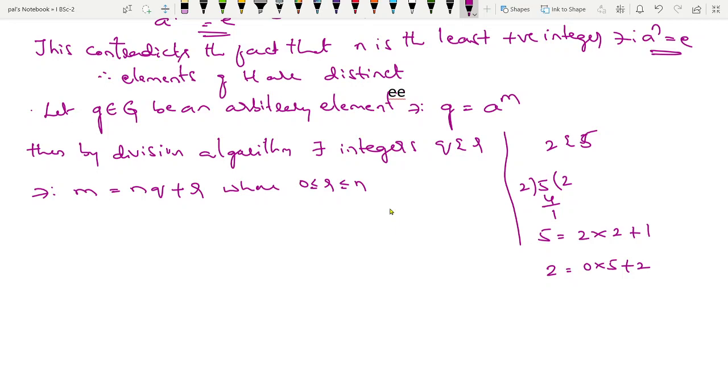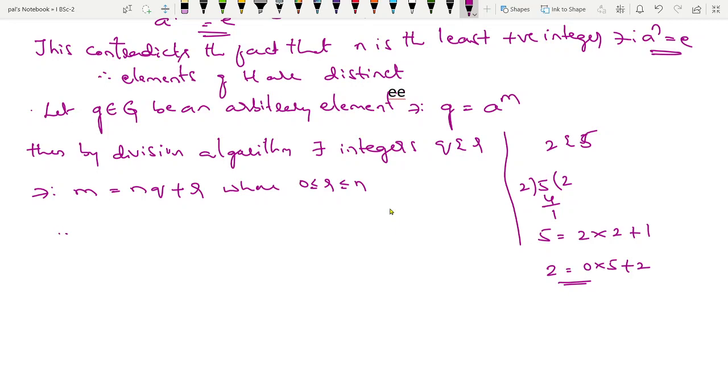So this is the method of division algorithm. You take any two numbers and we can express that in division as the rule of division algorithm. So m can be written as nq plus r, where r is the value less than n and it is greater than or equal to 0.